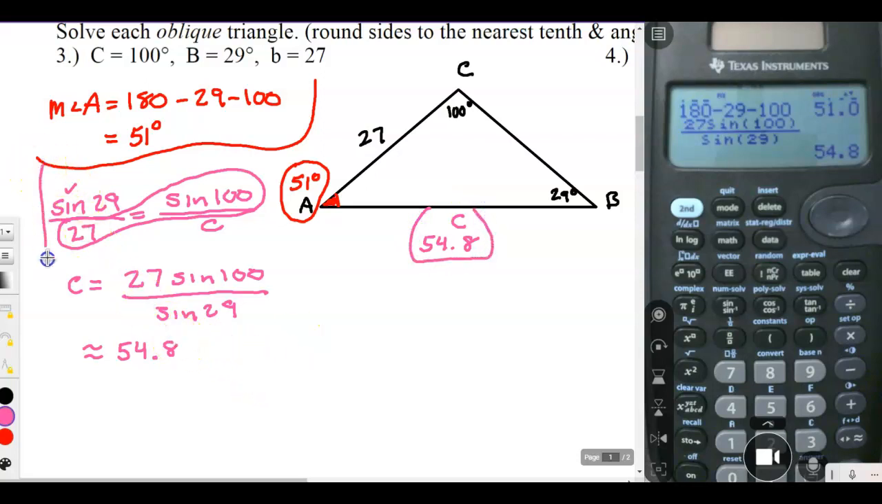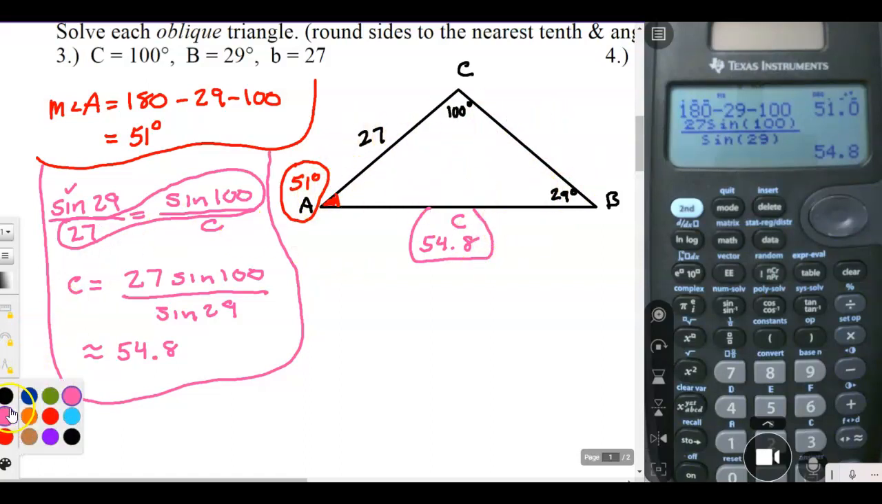All right, so there's the work for the second part, and then I got to do one more and find the missing side. Now I can't use Pythagorean theorem, not a right triangle, so I basically just have to do law of sines all over again. I could do law of cosines if I really wanted to, but law of sines is shorter, so I'm going to use that.